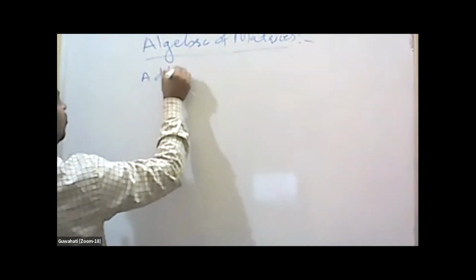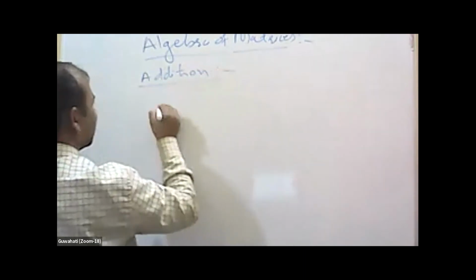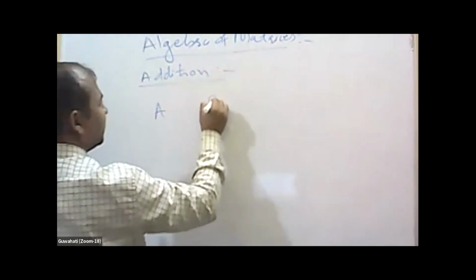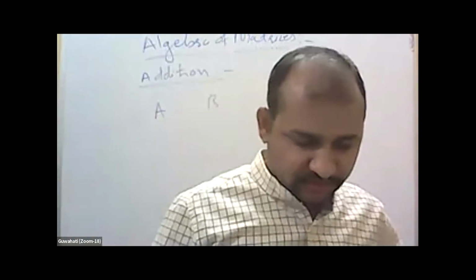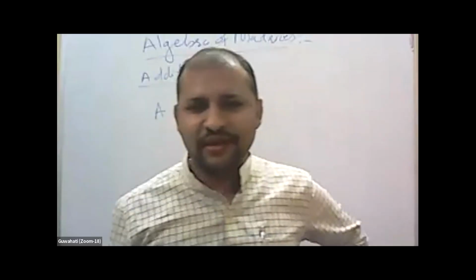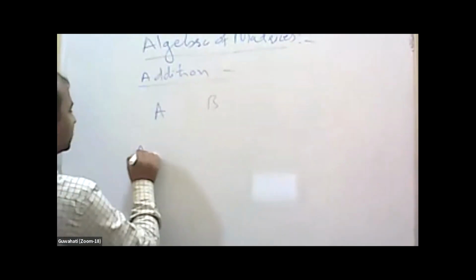Can we add two matrices? Suppose there is a matrix A and a matrix B. Can we add these two matrices? Yes, sir. Now I will give an example. You have to tell me, can we add these two matrices?